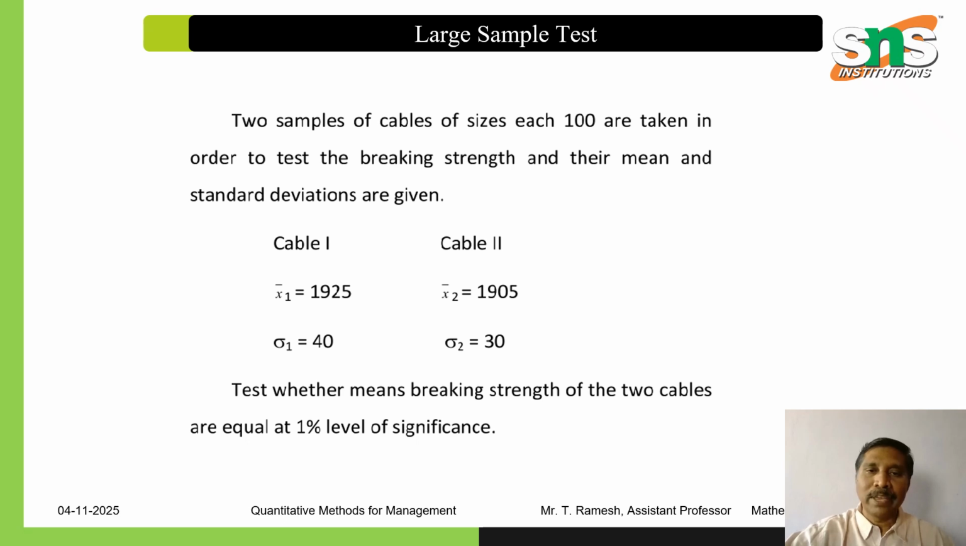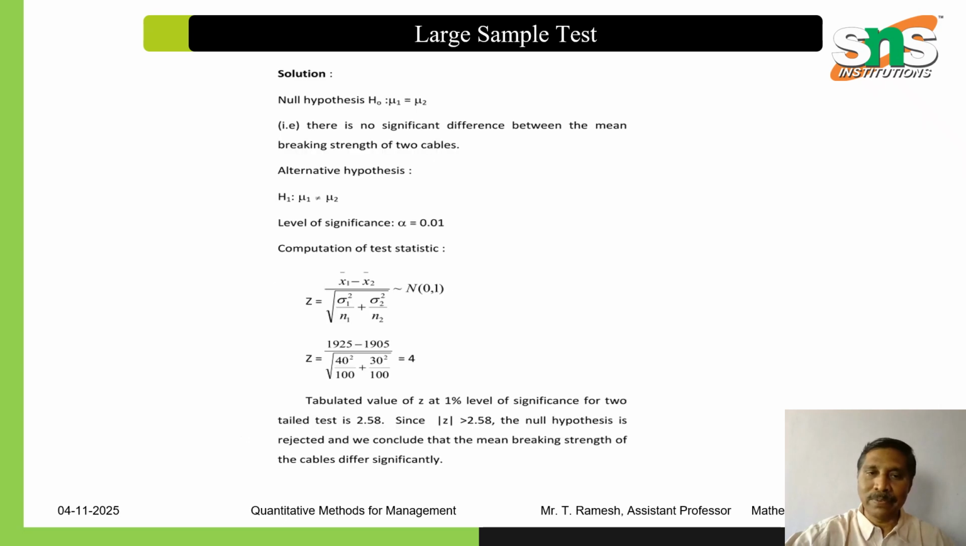Two samples of cables, of size 100 each, are taken in order to test breaking strength, and their means and standard deviations are given. The first cable average is 1925 and its standard deviation is 40. The second cable average is 1905 and the standard deviation is 30. Test whether the mean breaking strengths of the two cables are equal at 1% level of significance.